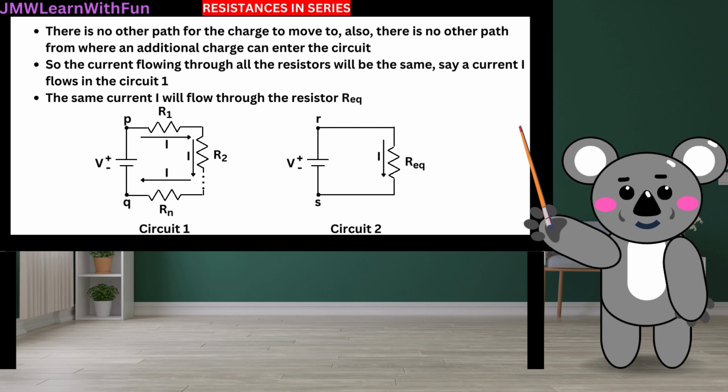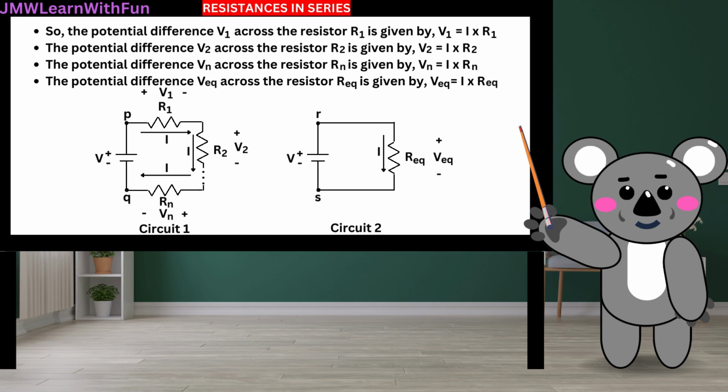Say a current, I, flows in the circuit 1. The same current, I, will flow through the resistor Req. The figure shows in circuit 1, the same current, I, flows through the resistor R1, R2, and so on till Rn. Also in circuit 2, the same current, I, flows through the resistor Req. That is the current flowing in circuit 1 and in circuit 2 is I.